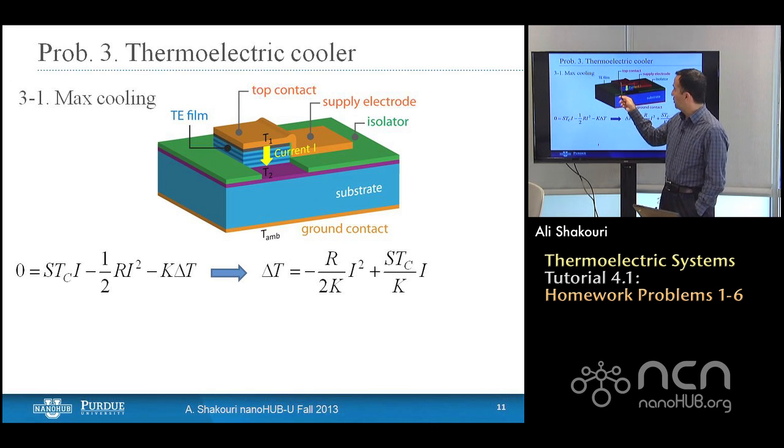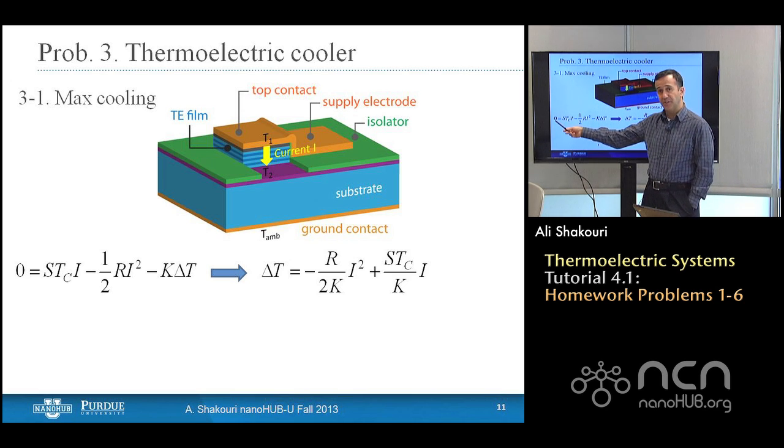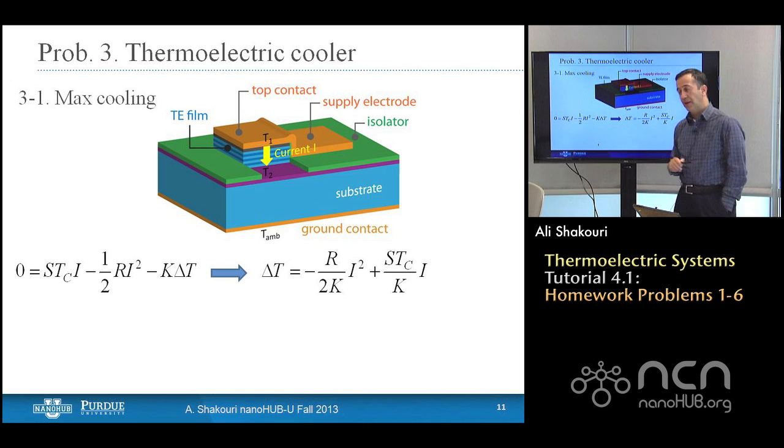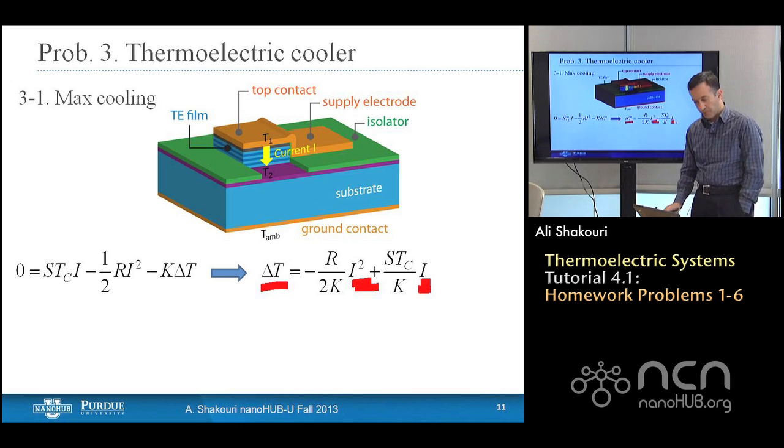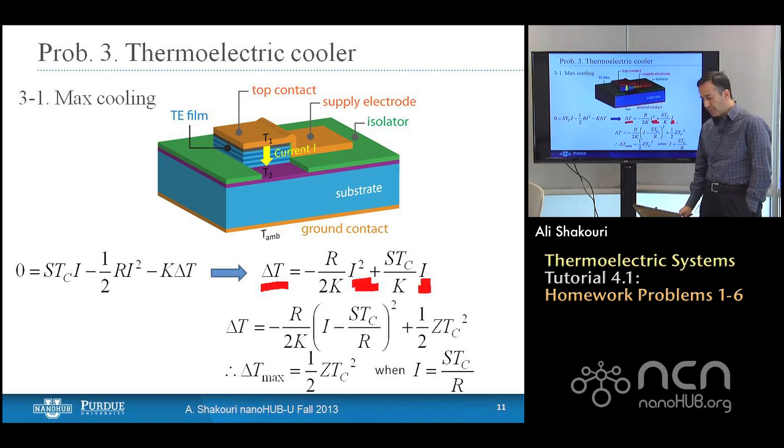So what is the net cooling that happens on top of a cooler? This is the expression we had. Net cooling, if there is no heat load, is 0, and equals Seebeck times temperature at the cold side times current, minus 1/2 Ri square, minus heat conduction. From that you find the expression for delta T. The delta T across the device has a term proportional to I square and a term proportional to I.